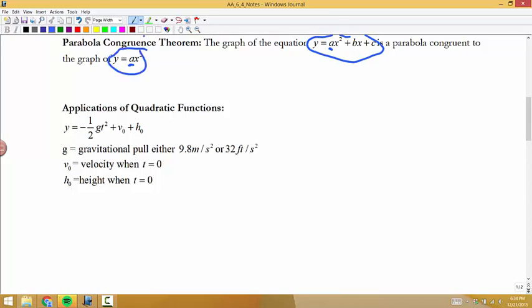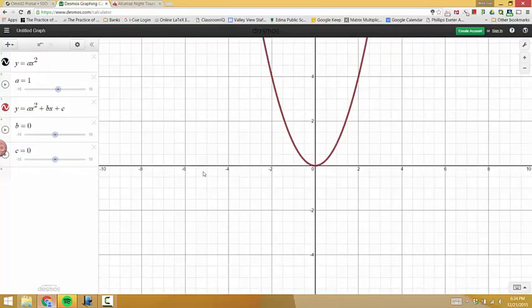In other words, if I have y equals ax squared plus bx plus c, it will always be congruent to y equals ax squared. I want to show you that real quickly by looking at some graphs. I have y equals ax squared, which is the black graph here, and I also have y equals ax squared plus bx plus c. You'll notice they're exactly in the same spot because b and c are both 0.